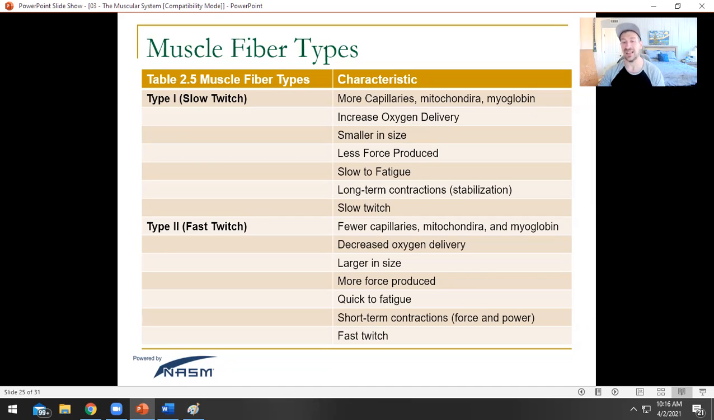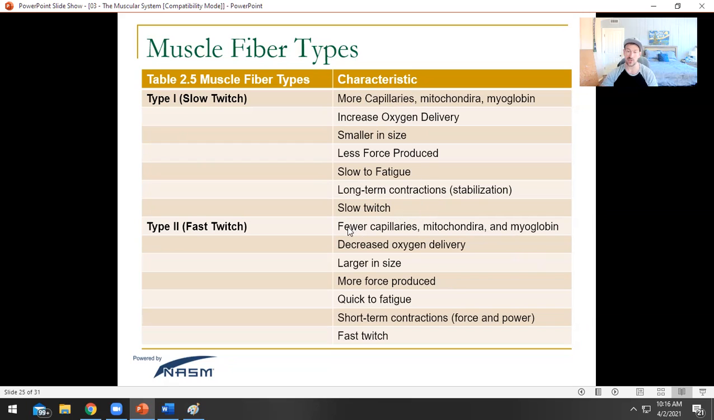They're going to produce a lot less force, but they're going to be a lot slower to fatigue. You can run a marathon, 26 miles, right? Your calves are creating little tiny contractions for 26 miles. That's a lot of type 1 endurance. These are definitely used for longer contractions. A marathon takes you a couple hours, and that's why we call them slow twitch.